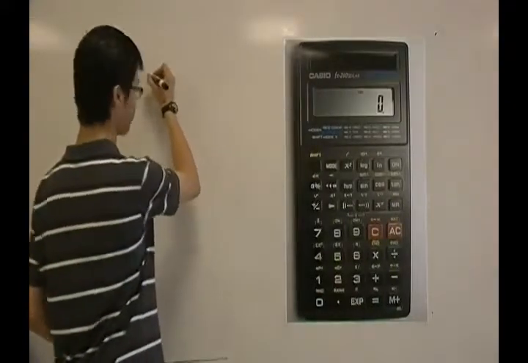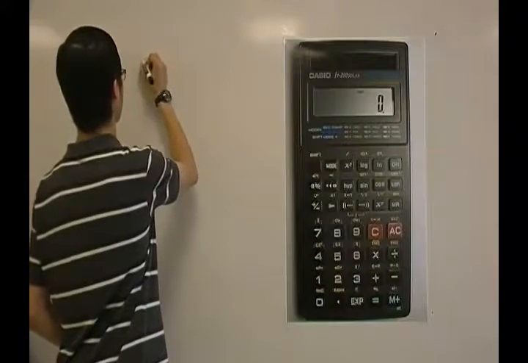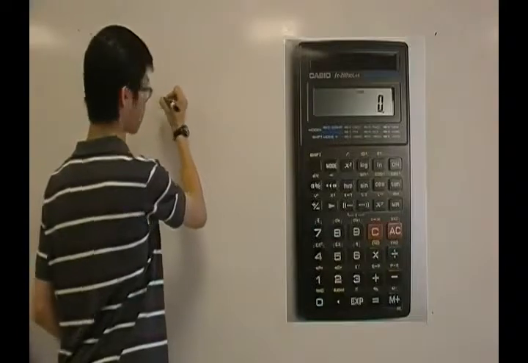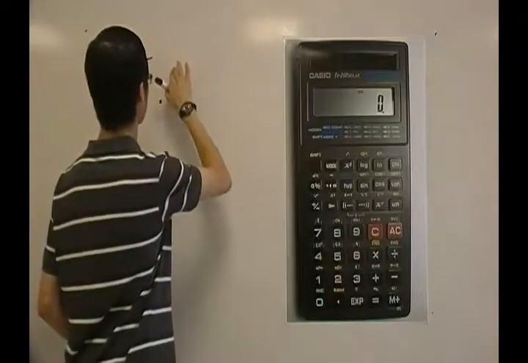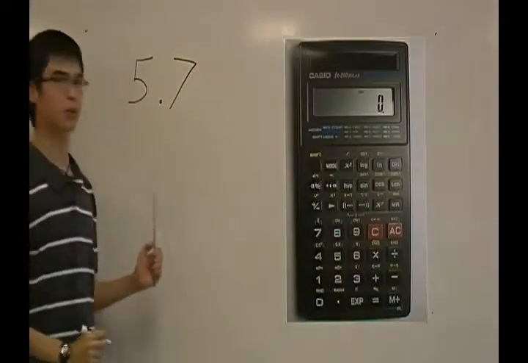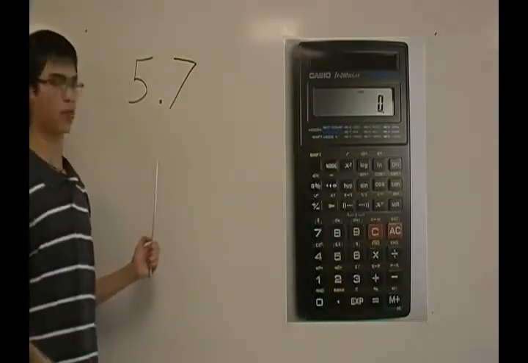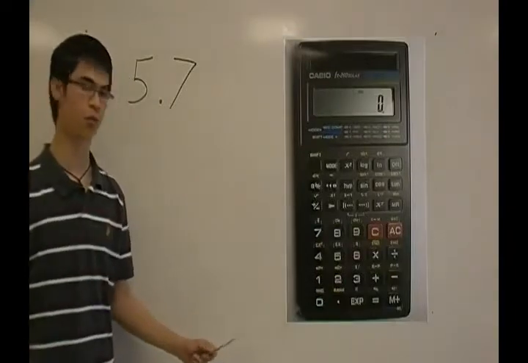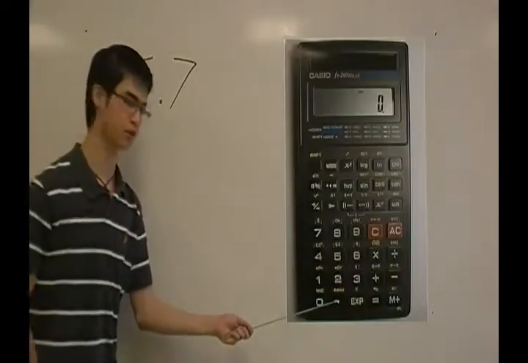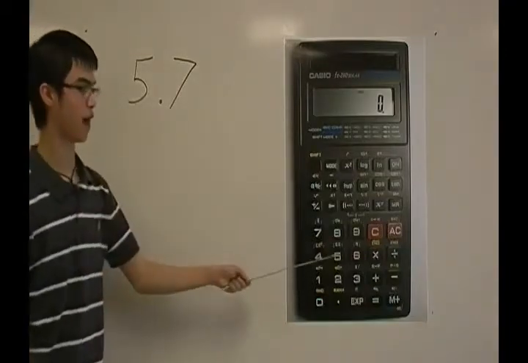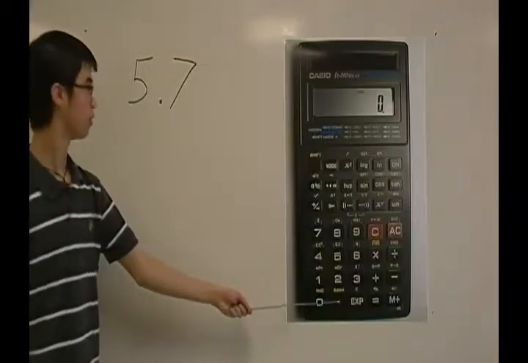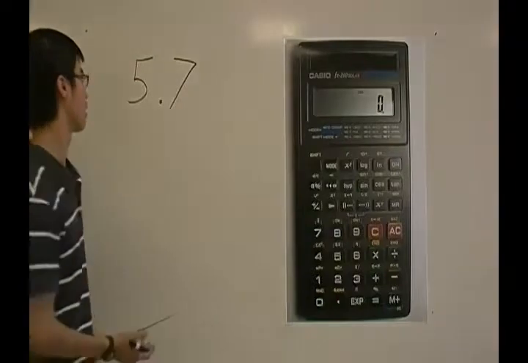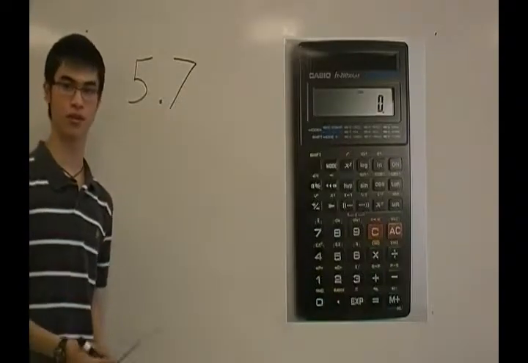Now, you'll encounter these on the GED. So, let's do this here. 5.7. All right, let's do this on the calculator. Now, the decimal button is this thing right here. It looks like a little white dot. What you'll do first is you'll hit 5, decimal, 7, and that's what you'll come up with up here. And that's how you input the decimal function on this calculator.